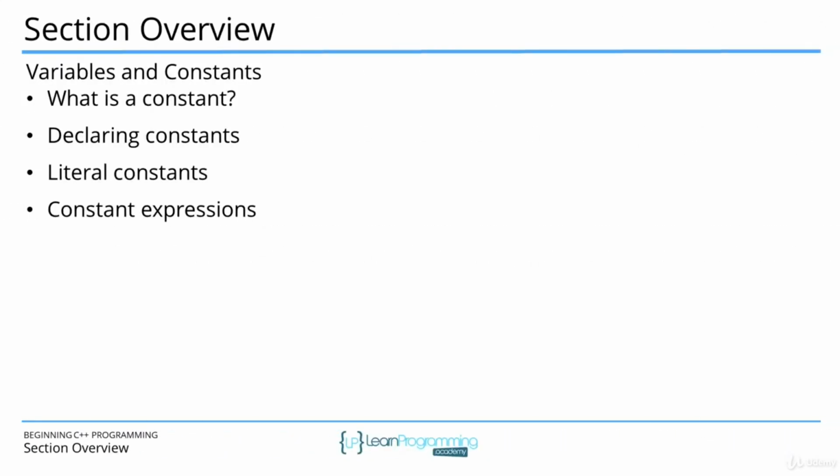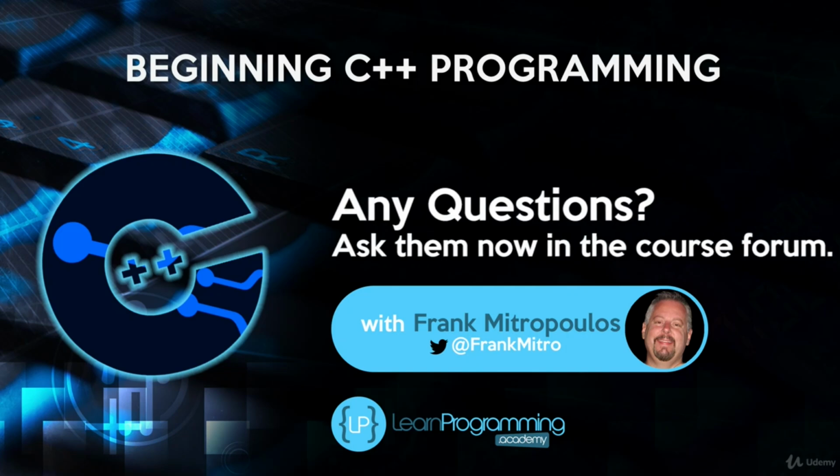Then we'll learn about constants, what they are and what they're used for, and why they're so important to keeping our code correct and modifiable. We'll learn how to declare and use constants, understand literals, and constant expressions. This section is very straightforward and easy to understand. However, the concepts you'll learn in this section serve as fundamental building blocks in C++ programming, since nearly every program you write will have variables and constants. Let's get started.